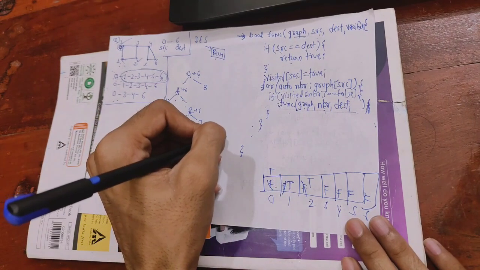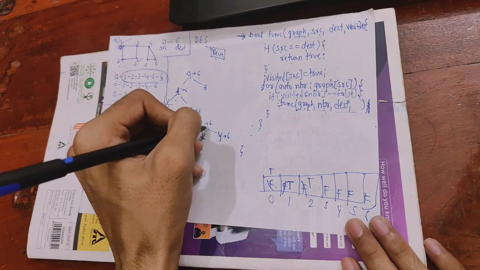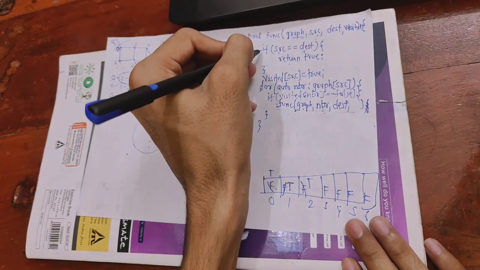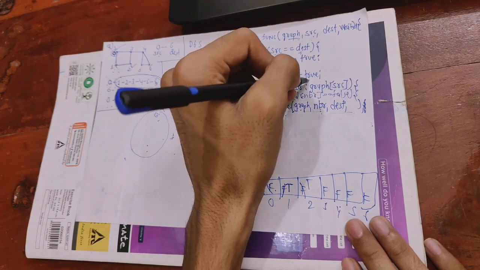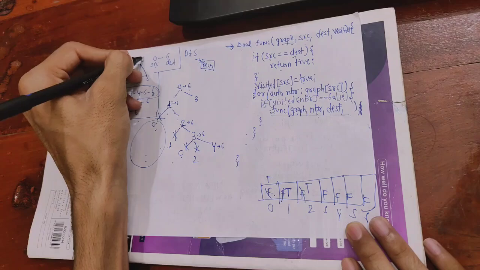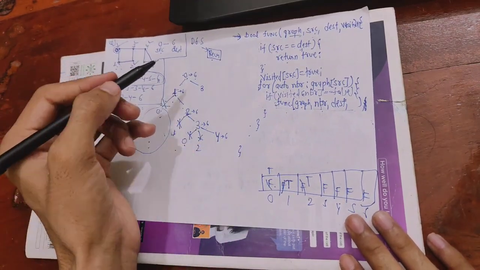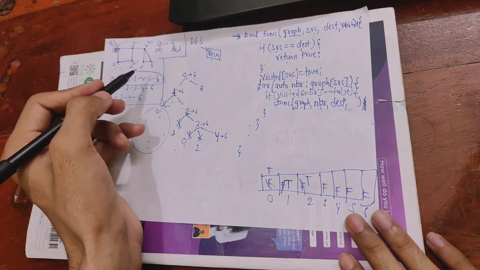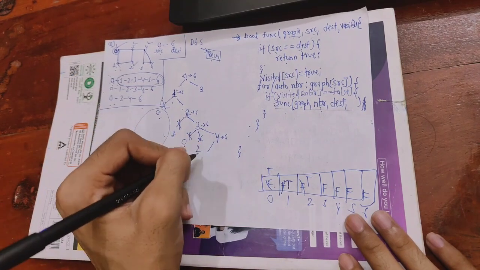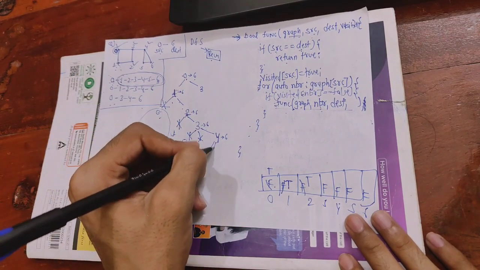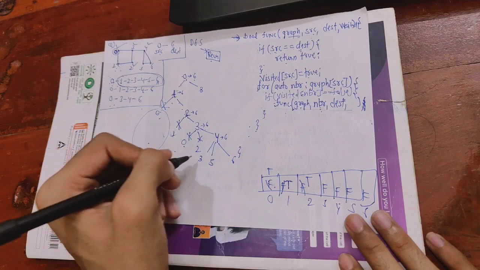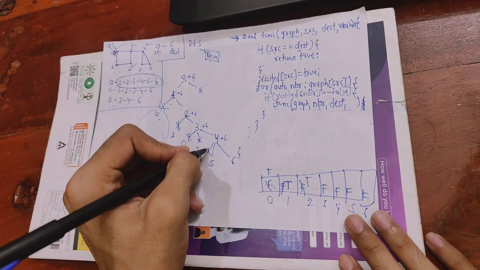Now we need to go from 4 to 6. This is also 3 to 6. 4 is not equal to 6, so this will not run. Now we marked 4 as true, right? Now we will go into 4's neighbors. So 4's neighbors are 3, 5, 6, right? 3 is already true, so we will not do anything.